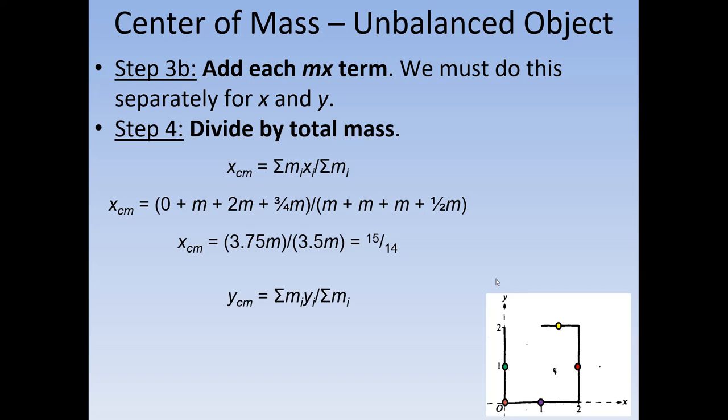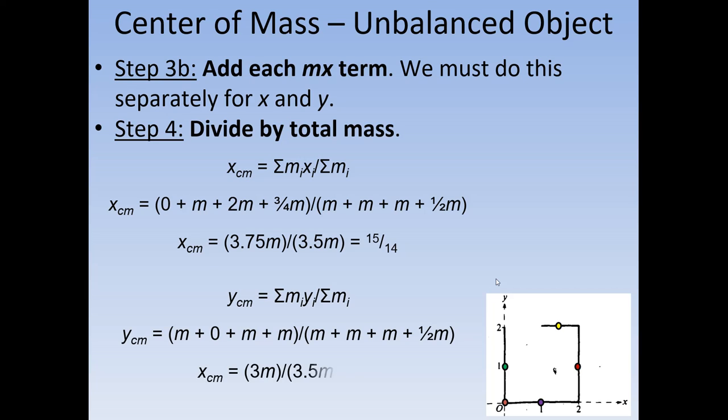For the y coordinate, I'm doing the same thing. I'm taking all those y values and adding them together. m plus 0 plus m gets me 3m over 3.5m, which simplifies to about 6 over 7. The reason I'm putting them in fraction form is that a lot of the practice questions, because originally they didn't allow calculators, you had to do this by hand, and it was a lot easier to do it in fraction terms.